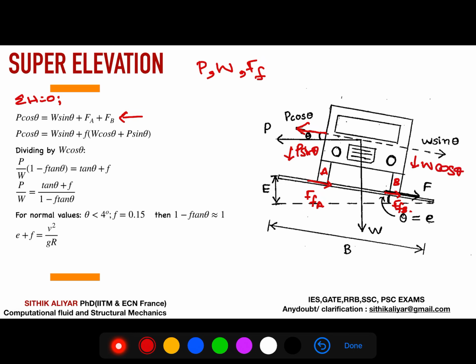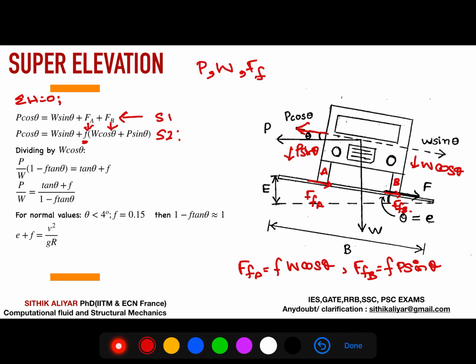Correct? So the frictional force F_A can be written as the frictional coefficient times W cos theta, and F_B can be written as the frictional coefficient times P sin theta. Taking the frictional coefficient common, we will have W cos theta plus P sin theta. So this is step 1, this is step 2. I just substituted in step 2 the frictional coefficients.